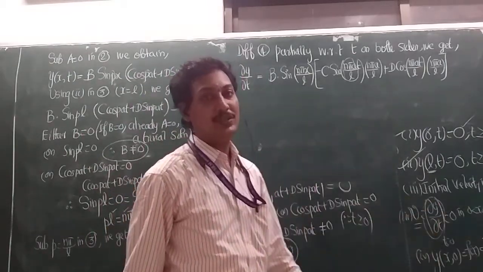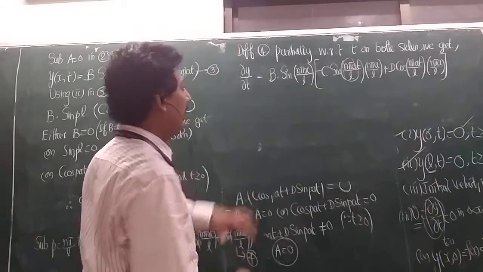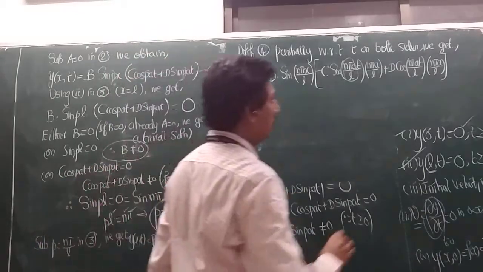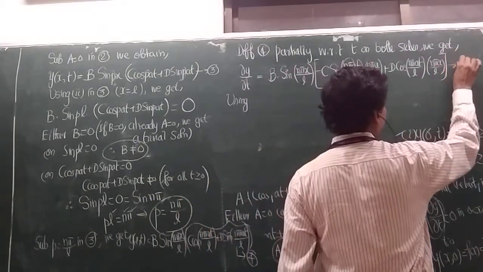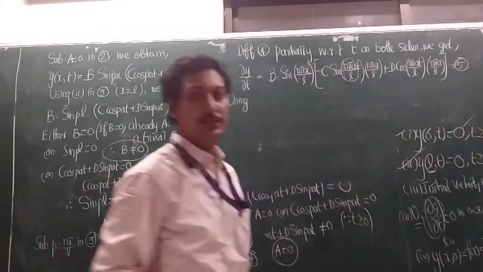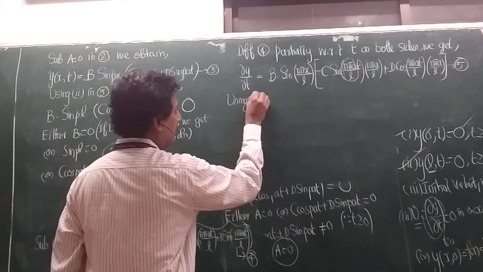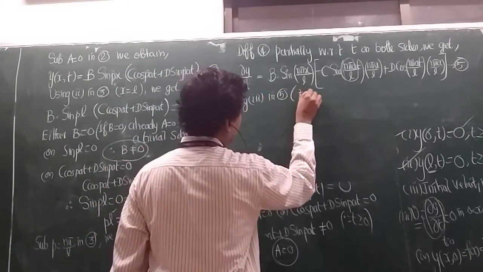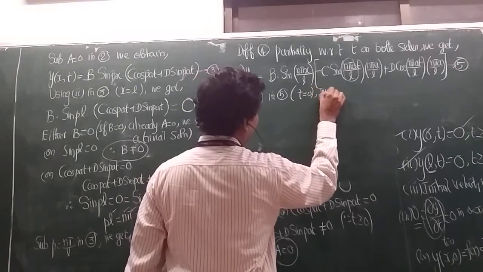Initial velocity 0. What's velocity? Dou y by dou t. Now, can we use the condition number 3 now? So, I can name this equation number 5. So, using the condition number 3 in number 5 by putting t equal to 0, we get.